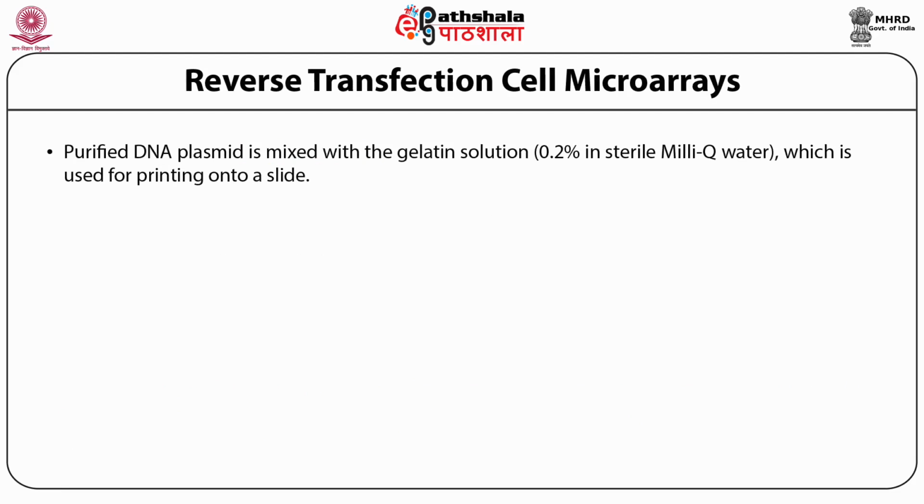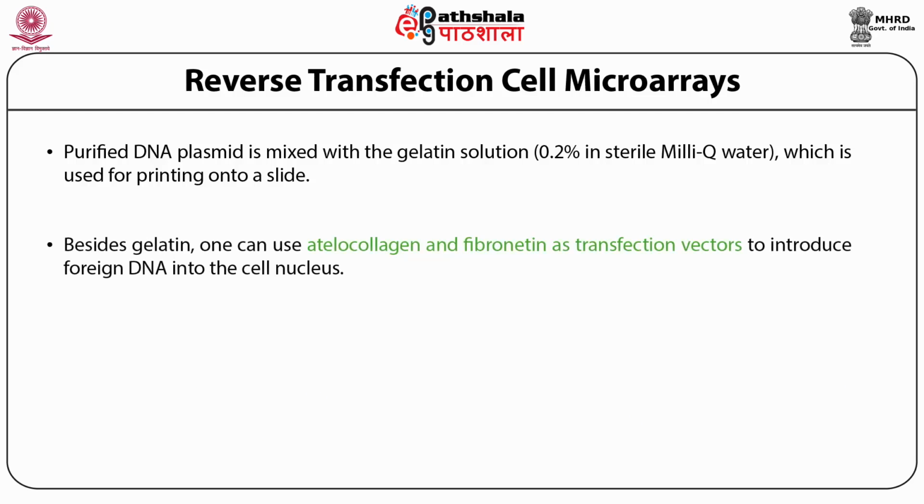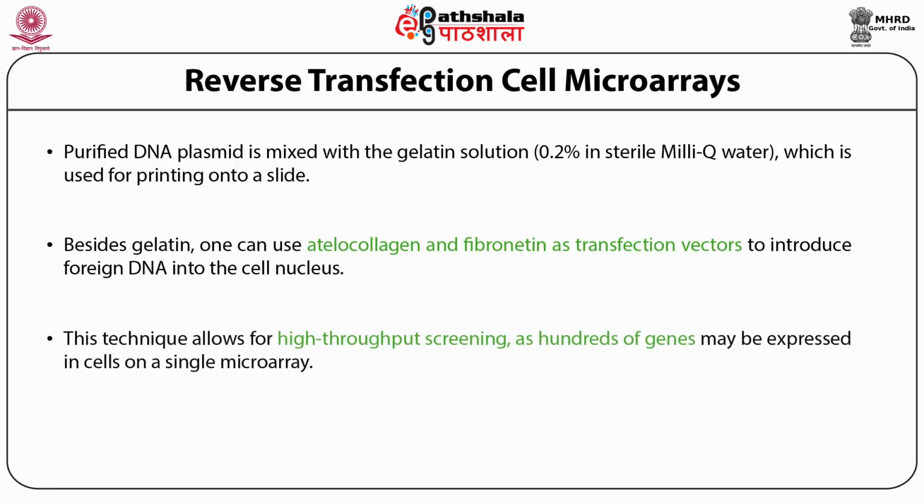Purified DNA plasmid is mixed with the gelatin solution, which is used for printing onto a slide. Besides gelatin, one can use atelocollagen and fibronectin as transfection vectors to introduce foreign DNA into the cell nucleus. This technique allows for high throughput screening, as hundreds of genes may be expressed in cells on a single microarray. Thus, it is useful for studying gene expression and regulation.